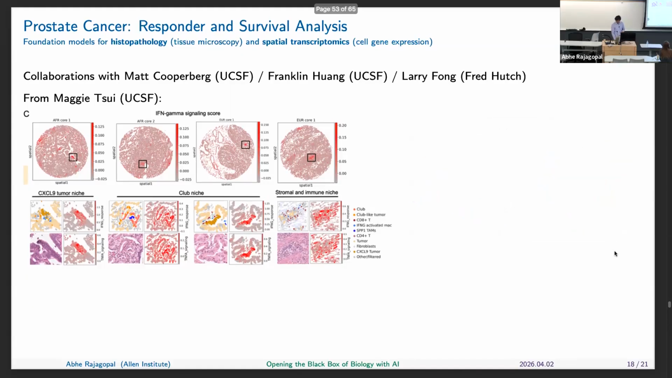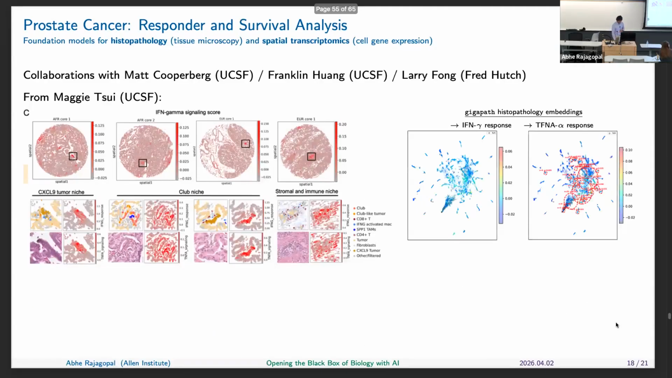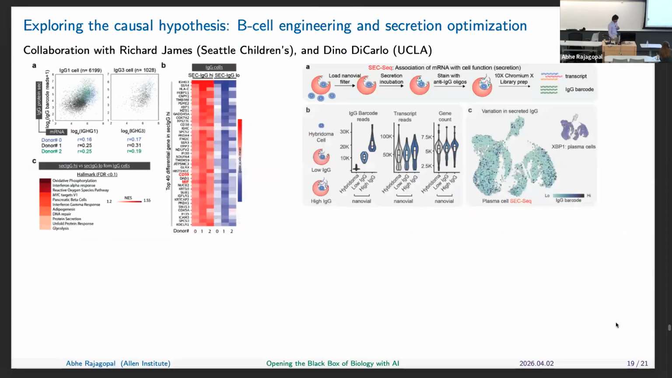And so the other thing that I pointed to was, can we do causal experiments? This is a collaboration that I have with Richard James, at Seattle Children's, and Dina DiCarlo at UCLA, and they actually developed the first part of this pipeline. The first part of the pipeline is using nanovials to measure individual secretion, specifically IgN, which is an antibody in B cells. And so they have a platform to do that. And Rich deals with culturing all these cells and being able to measure them.